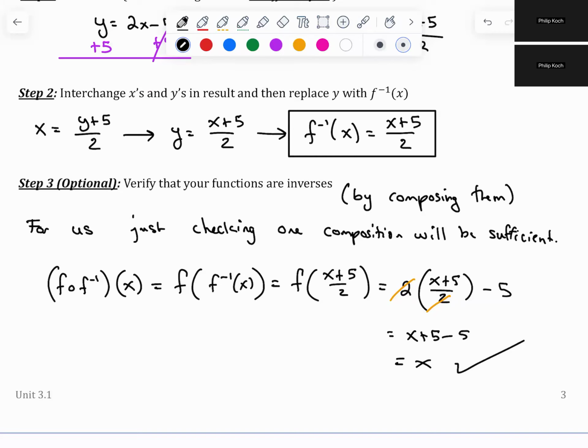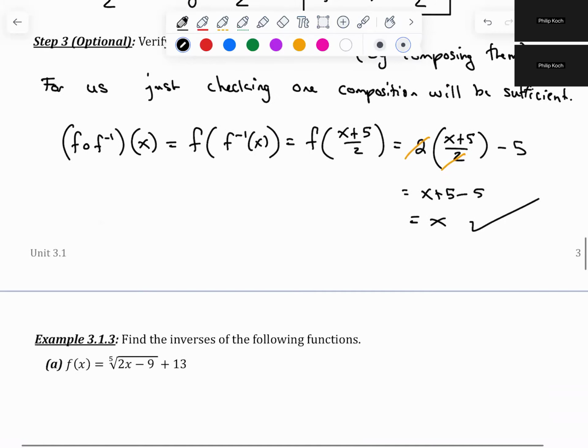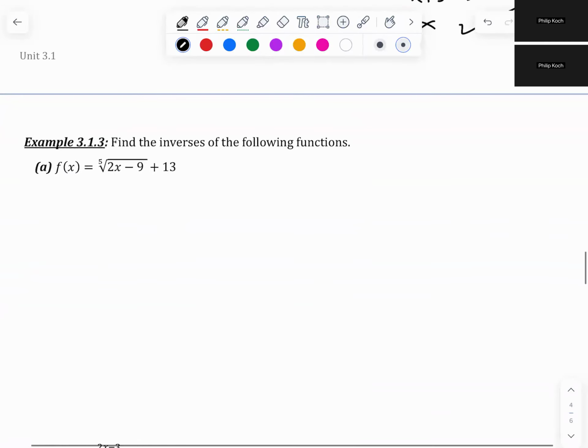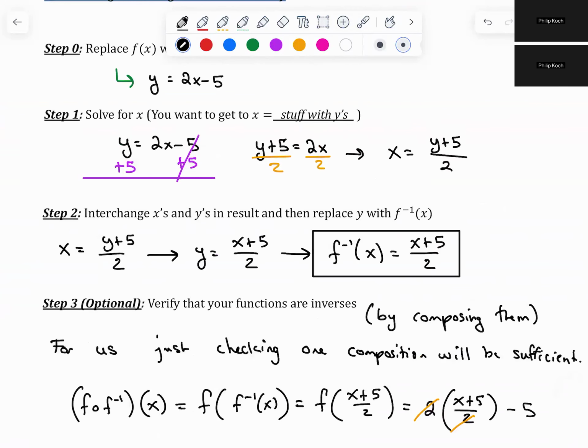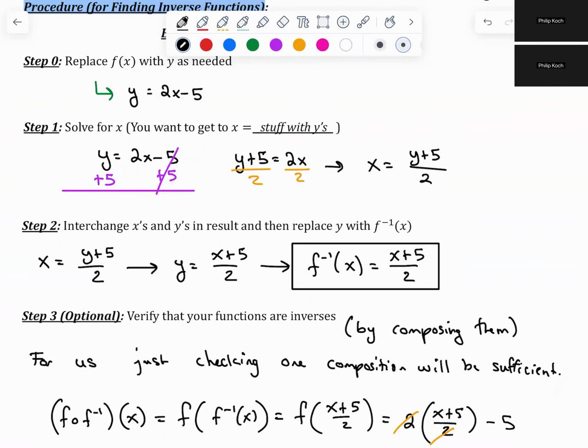Okay. So let's do some practice of finding inverses. Unless there's any questions on that procedure. And once again, the way the book will do it, the only difference is that they say, okay, we're going to swap it from here. We're going to make it X equals 2y minus 5, and we're going to solve for y. So you add 5, you get 2y is equal to X plus 5. Y is equal to X plus 5 over 2, and then you convert that to F inverse of X.